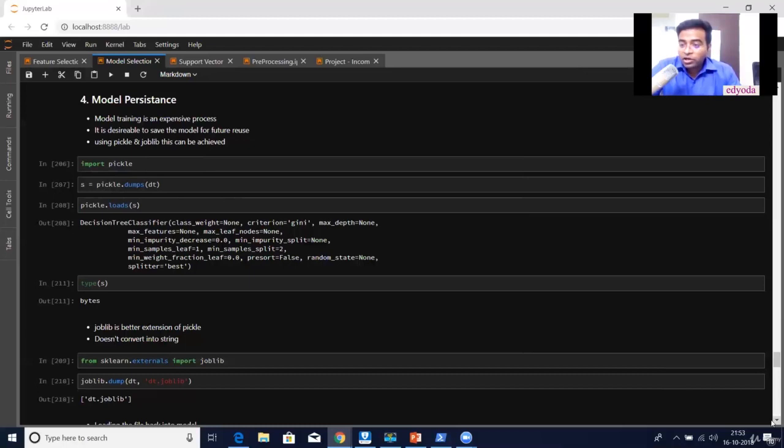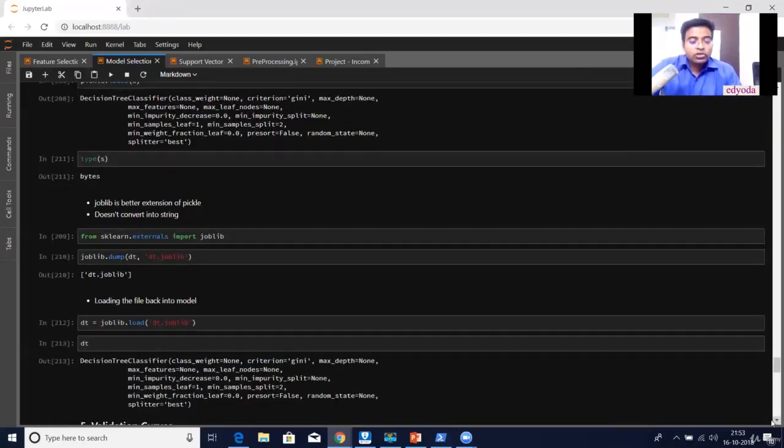If you want to share the model across different computers, different networks, you would use an extended version of pickle, that is joblib, which is designed for this. It is present in sklearn.externals joblib, and you do joblib.dump. This is the model name, this is the file name. So it actually converts the model into a file, and you can imagine what you can do after that.